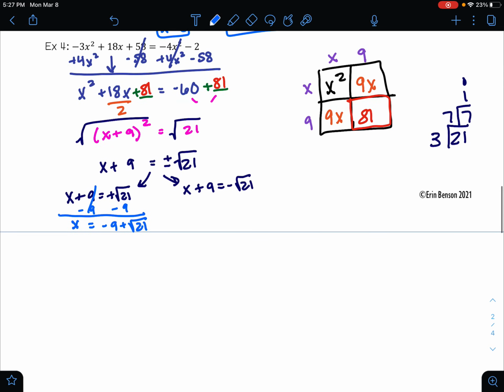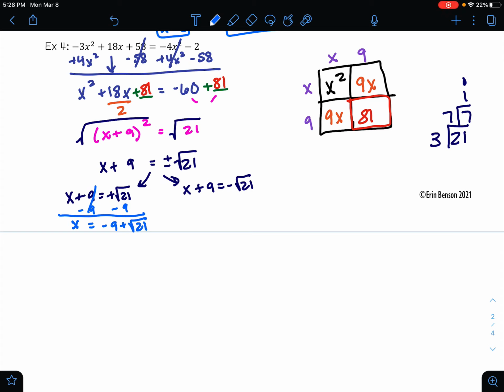In math, we always write the constant before we write the radical. So you always want to write your number and then the square root symbol. That is because sometimes you can mistakenly make the square root symbol longer. And so you might think minus 9 is underneath the square root symbol. So to avoid that error, we always write the number first and then the square root.